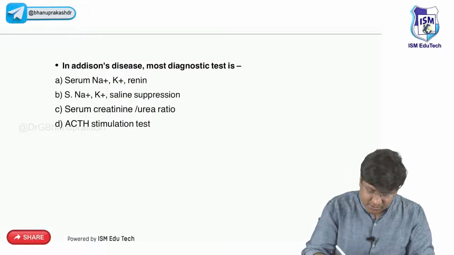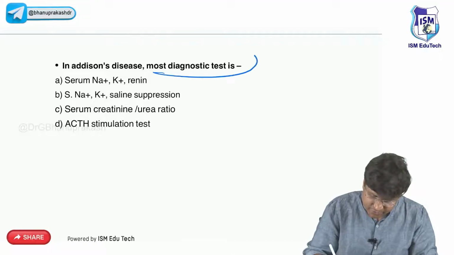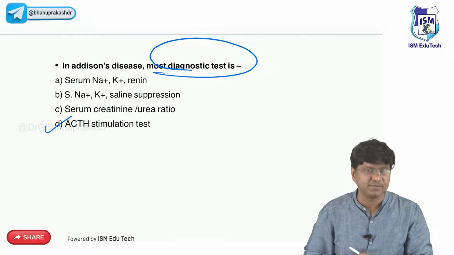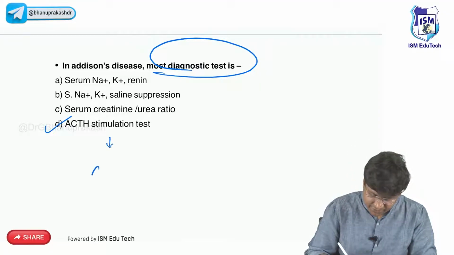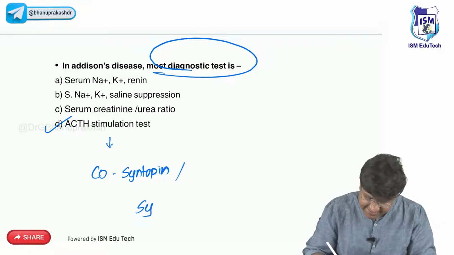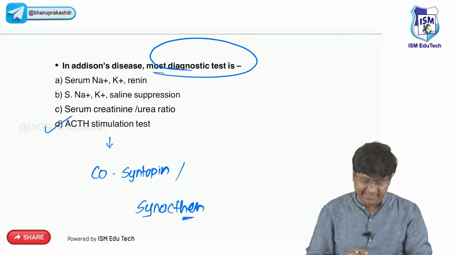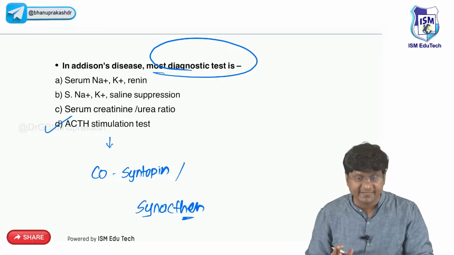So in Addison's, what do you think is the most diagnostic test? The most diagnostic test will be the ACTH stimulation test, which is also called the cosyntropin test, right, which is also called the Synacthen test. So this is the investigation of choice.